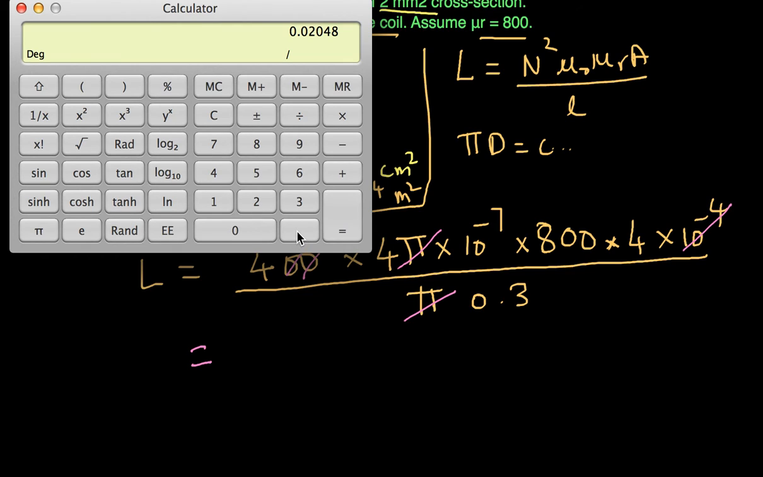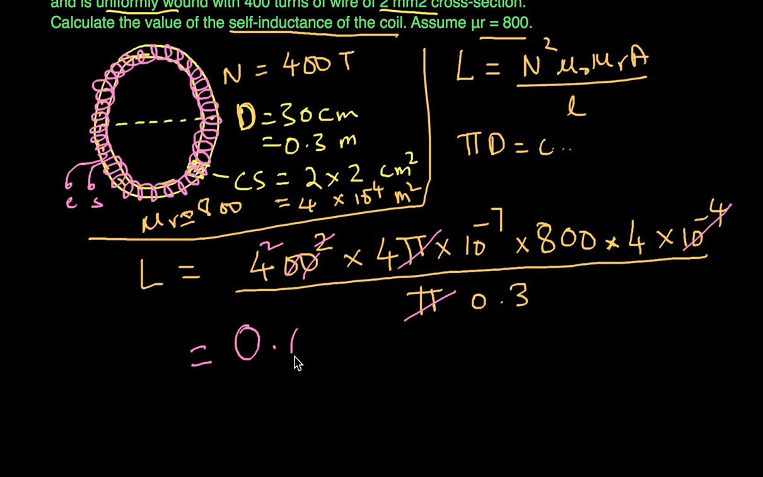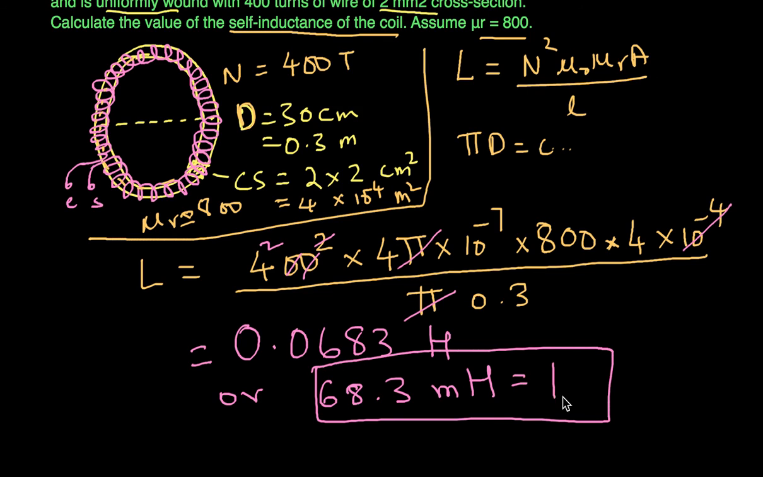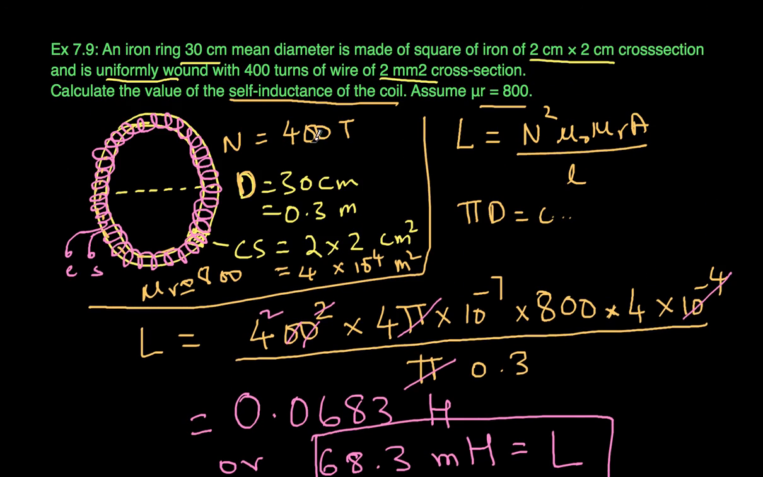So finally my answer is 0.068266 and so on. I'll round it off as 0.0683 Henries, or I can say 68.3 millihenries. So this is the inductance of the coil. This is an example where you are able to find the inductance when the geometrical properties are given. So this is about the second formula and how we are using it.